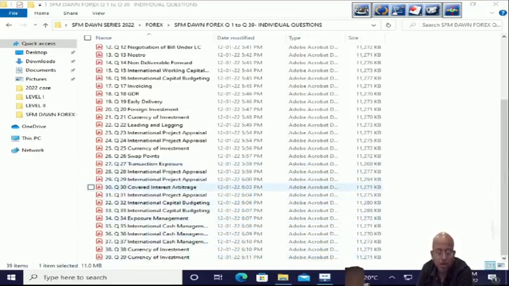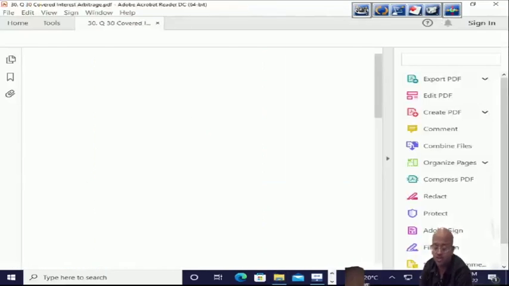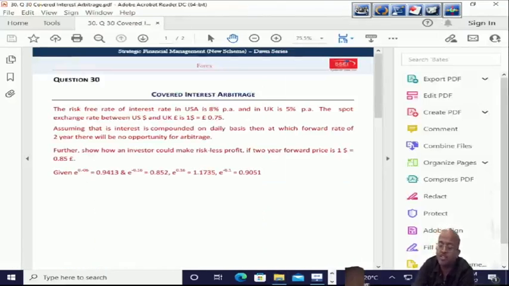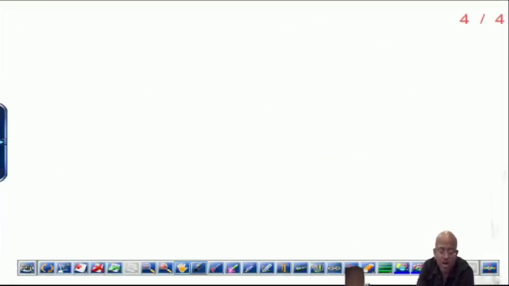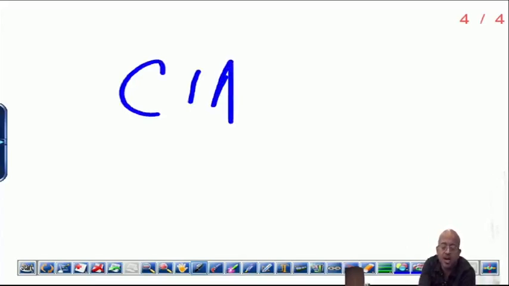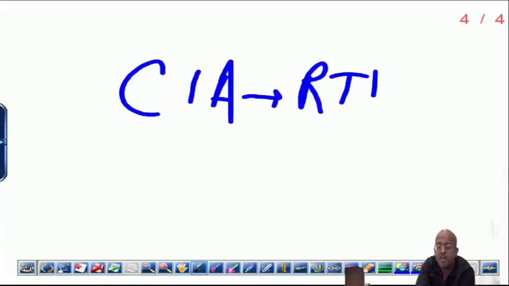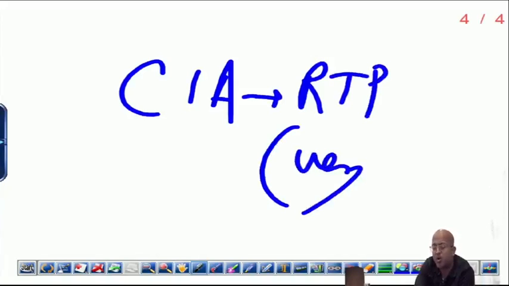No. There's only a single sum of covered interest arbitrage which I have taken. So let's come to covered interest arbitrage. This is a different type of sum. It is from a very old RTP, an RTP of 2002.